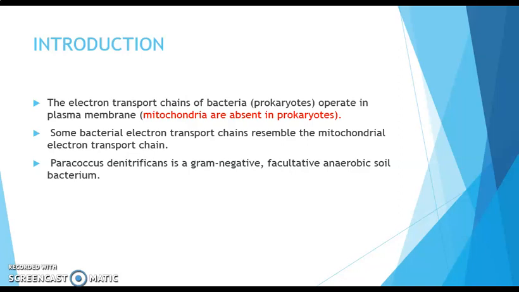Some bacterial electron transport chains resemble the mitochondrial electron transport chain. Some resemblance is present, but mostly they are quite different from the eukaryotic electron transport chain. An example is Paracoccus denitrificans. It is a gram-negative facultative anaerobic soil bacterium, and in this the electron transport chain takes place.